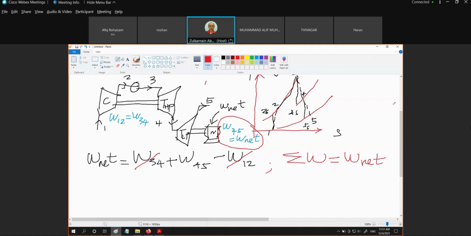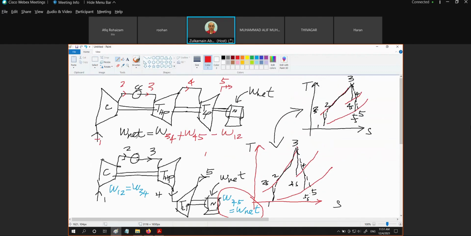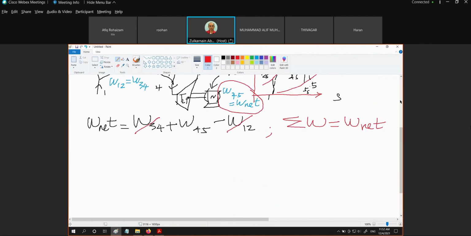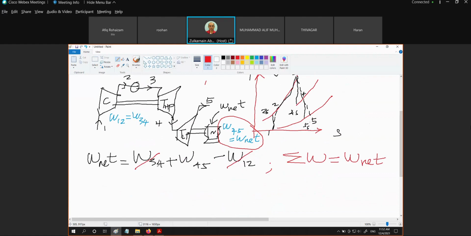Whereby, for the first arrangement, we can only use this equation. For the first arrangement, you cannot say that W turbine high pressure equals W compressor. No. You cannot say that the W turbine low pressure equals W net. No. You cannot do that, because we have attached all the components in one shaft. But for the case of separating the power turbine, which is this one, then we can separate.